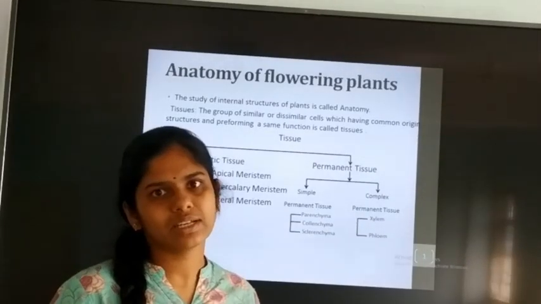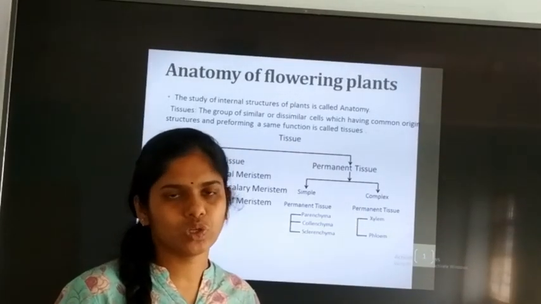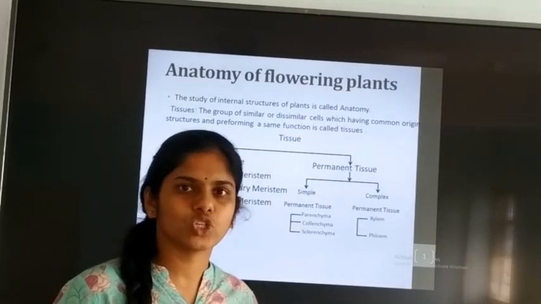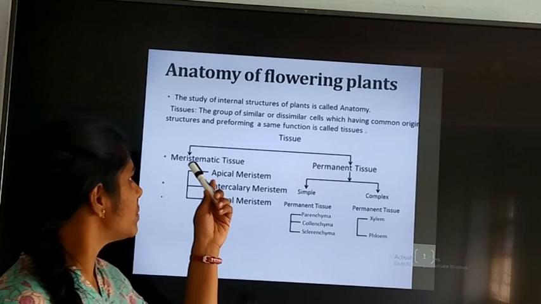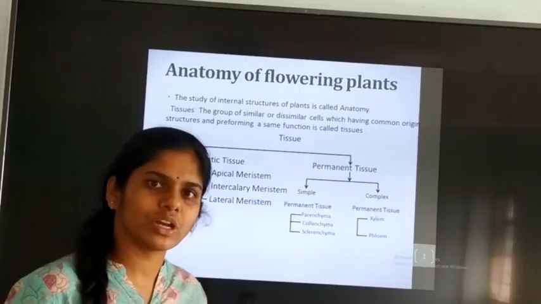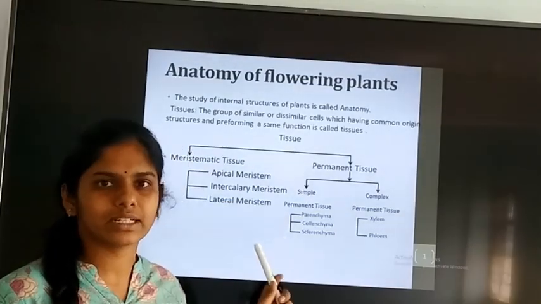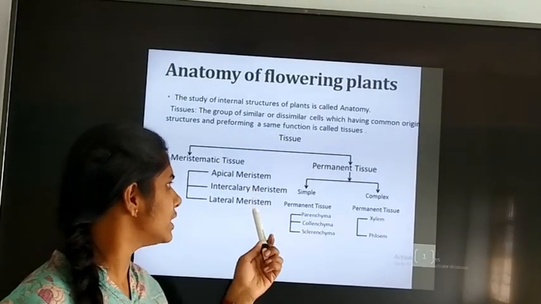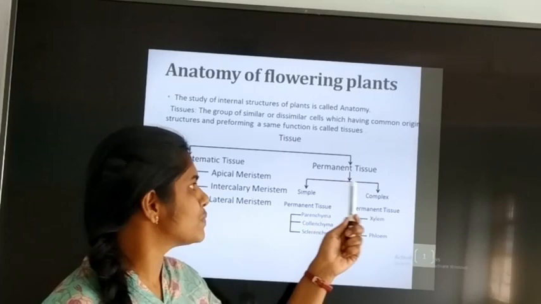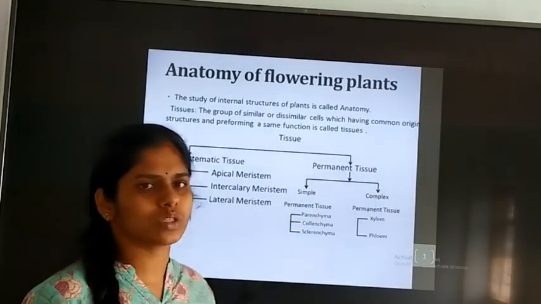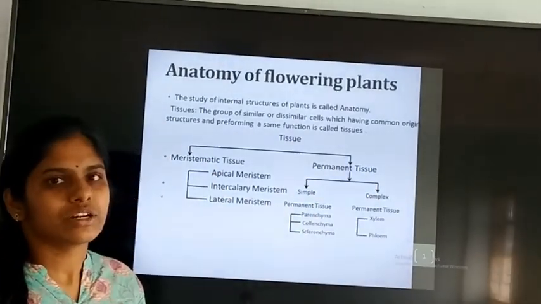Last class we discussed a type of tissue, that is the meristematic tissues and permanent tissues. You know that the meristematic tissue, based on the position and the location, has three types: apical, intercalary and lateral. In this class we study the types of permanent tissues.